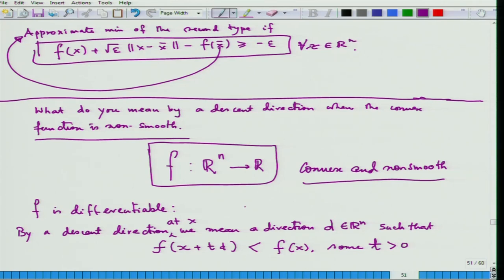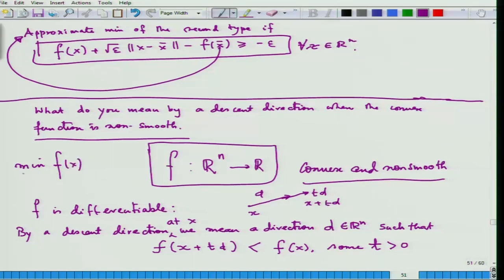So, what I am doing is that if I have x here, I try to move in a direction d, and suppose I move in the direction td, then here is my x, and this point would become my x plus td, and I really want to know the function values. I want to know that the function value here is strictly smaller than the function value here. So, by moving along this direction, I have made an improvement in the function value, because we are essentially concerned about minimization. So, essentially we are looking for minimizing a convex function f over R^n at this moment, unconstrained minimization.